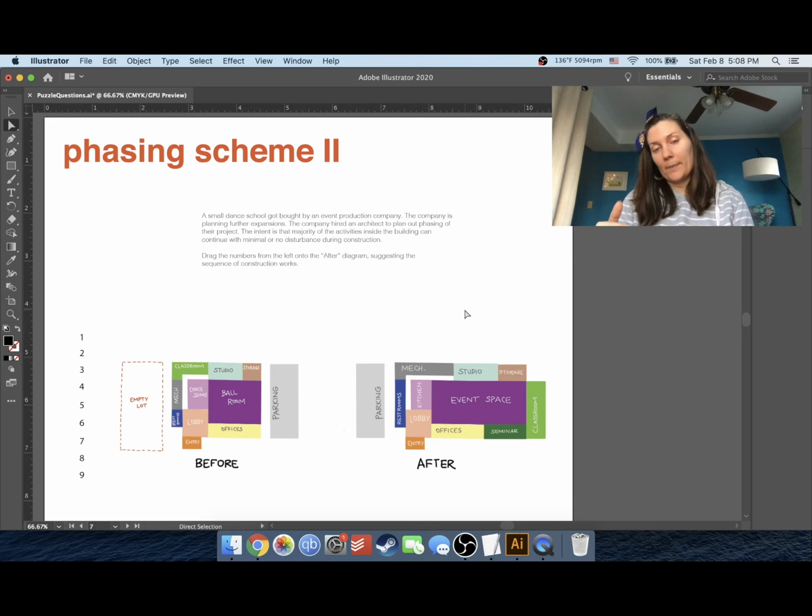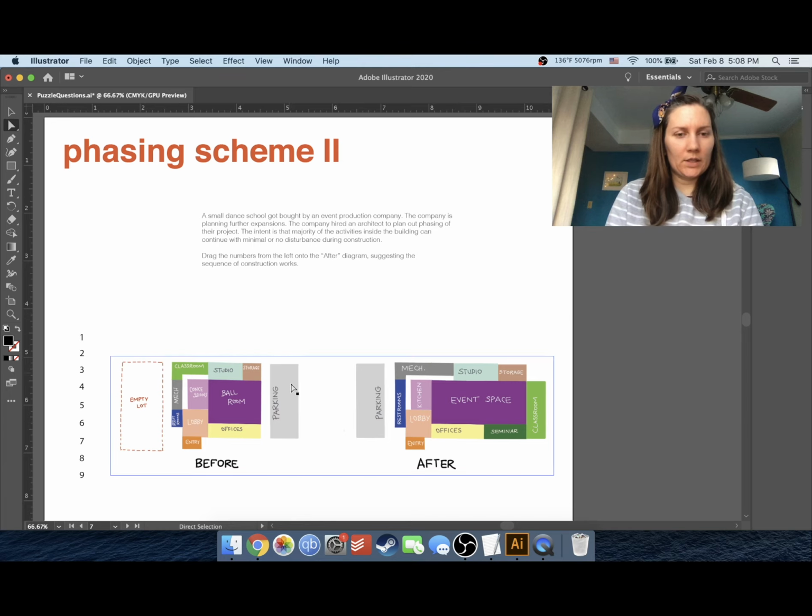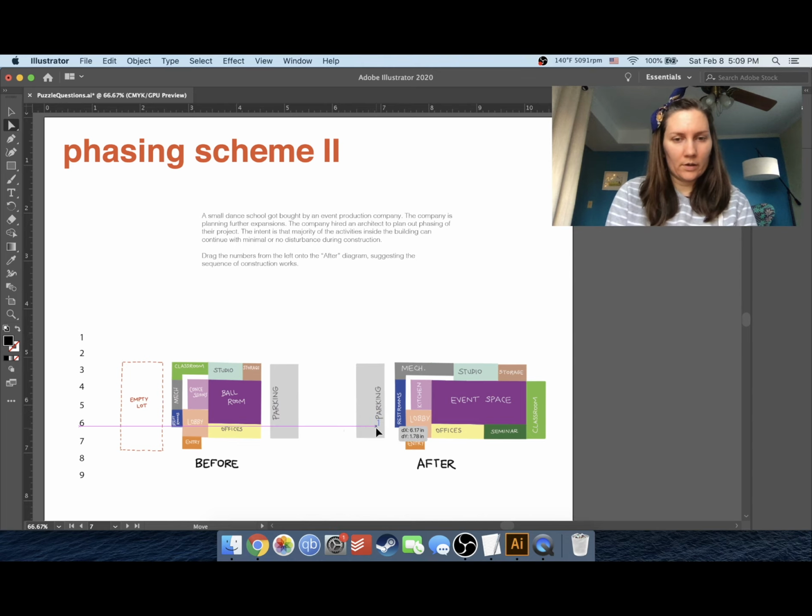So now we're going back onto what we just talked about and start illustrating those differences, translating them into the numbers. Again, we're going to be starting with elements that are related to cars, because nothing of this can grow with parking being here. So first thing is parking is going to be moving into this empty lot. So let's drag number 1 here.